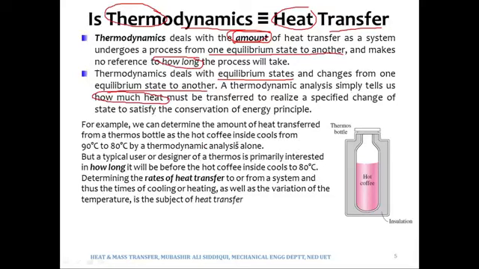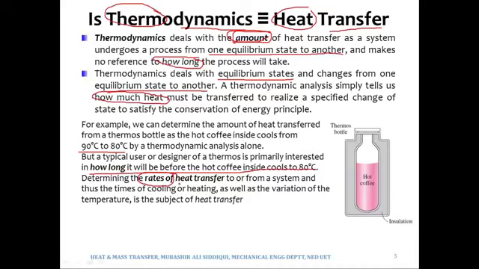For example, let's take a thermos bottle having a hot fluid inside, and let's say it cools down from 90 degrees Celsius to 80 degrees Celsius. If we want to find out how long the process will take to cool it down from 90 to 80 degrees Celsius, in order to determine that, we need the rates of heat transfer. That means we need to have expressions in time. So that would be the domain of heat transfer.